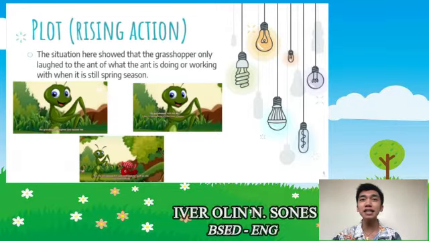Next is the rising action. The rising action is a related series of incidents in a literary plot that build toward the point of greatest interest, which is the climax. The situation here showed that the grasshopper only laughed at the ant for what she was working on when it was still spring season.